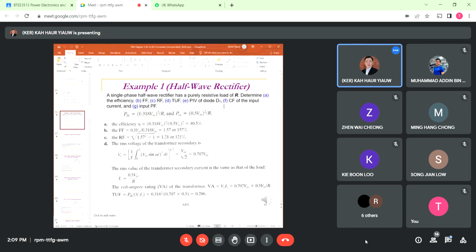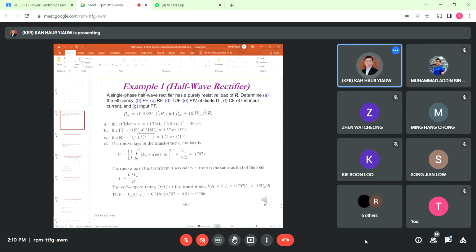So all in all, in this example, some of the values can be cancelled. For example, in this case here, the resistor R. Now, this question does not give you any value for the R. But you still can calculate the value for all those things. Later on you can see that your VM and also your R can all be cancelled.